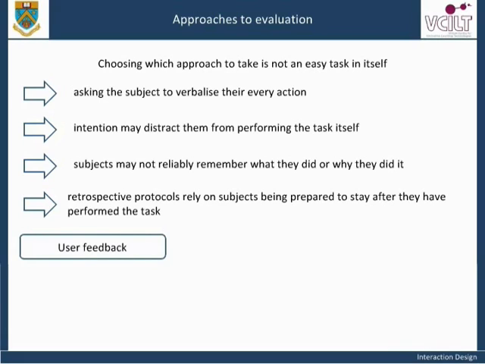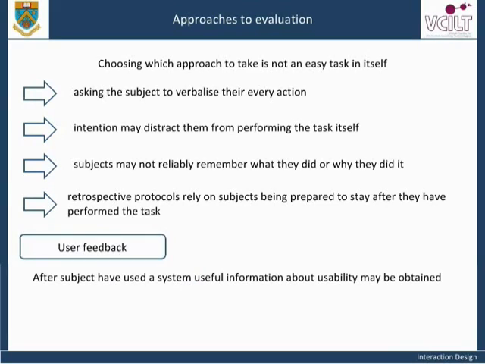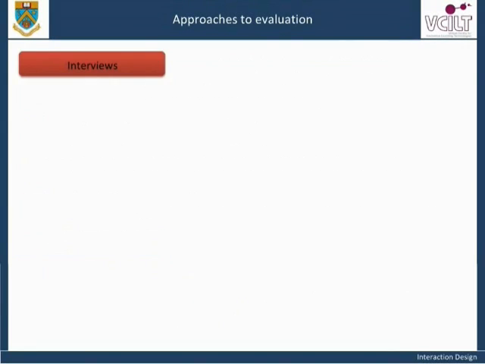User feedback. After subjects have used a system, observed or not, plenty of useful information about its usability can be obtained from the subjects themselves. Two methods are considered here: interviews and questionnaires. Interviews, observing the use of a system, can give us some idea about what happens when the systems are used, how they felt using the system, whether they would like to use such a system, etc.